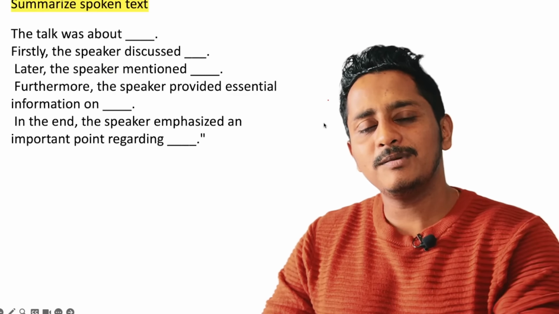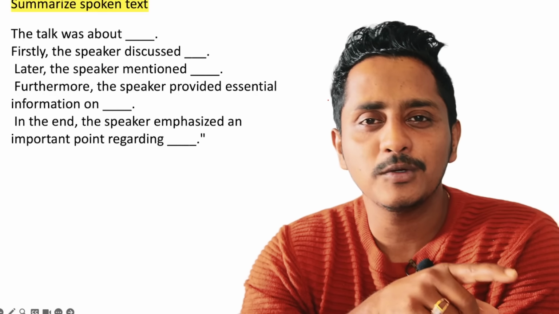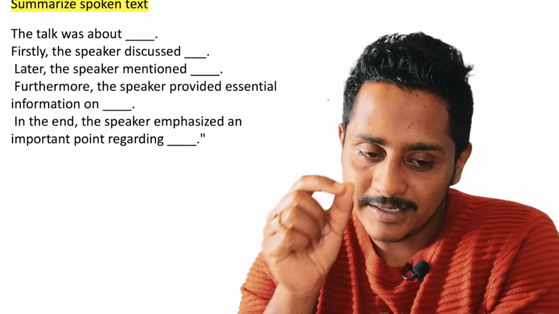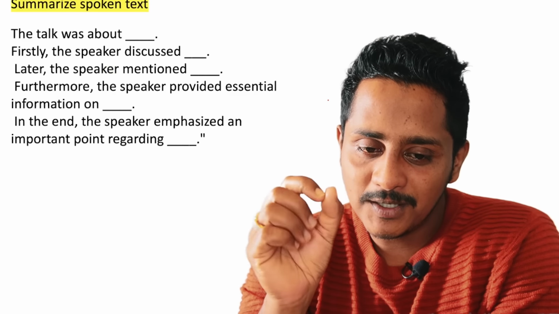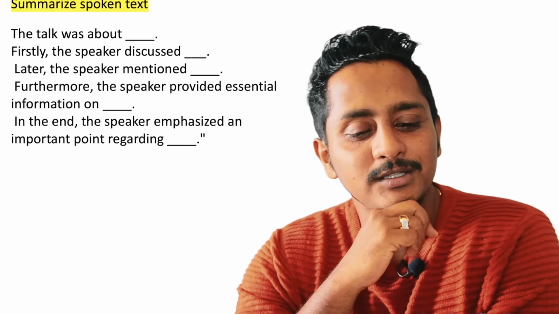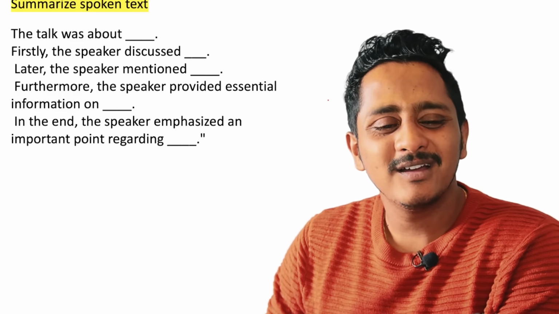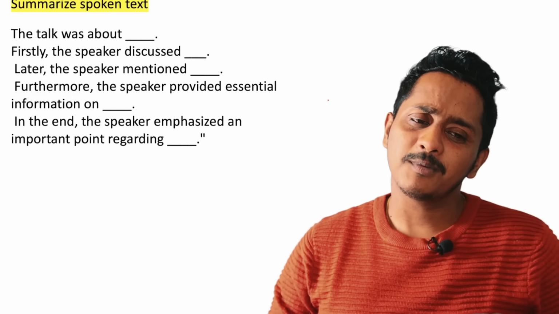So, this is the earlier template, it absolutely works fine, you can use this, but I am going to give you a new one as well. The talk was about, firstly the speaker discussed, later the speaker mentioned, furthermore the speaker provided essential information on, in the end the speaker emphasized an important point regarding, or left an important note on. You can modify it a little bit, it should not be a problem.